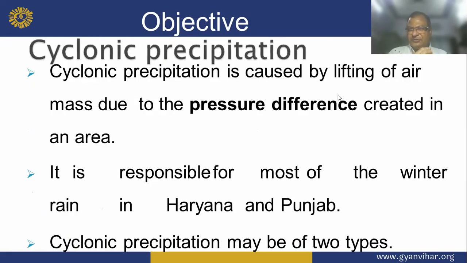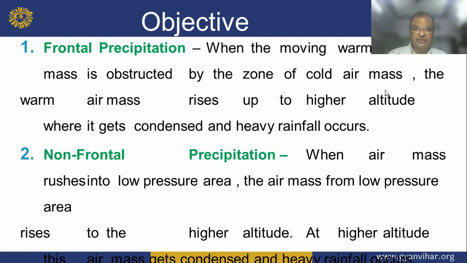Now, cyclonic precipitation is caused by lifting of air mass due to the pressure difference created in an area. It is responsible for most of the winter rain in Haryana and Punjab. Cyclonic precipitation may be of two types: frontal precipitation and non-frontal precipitation.